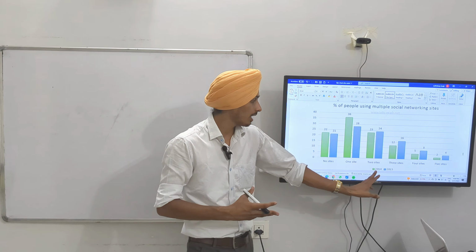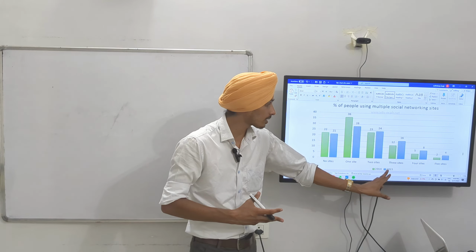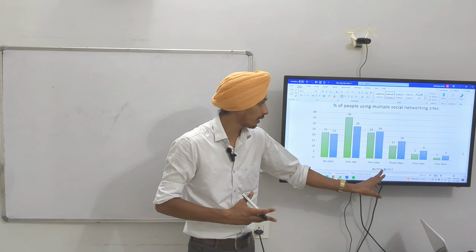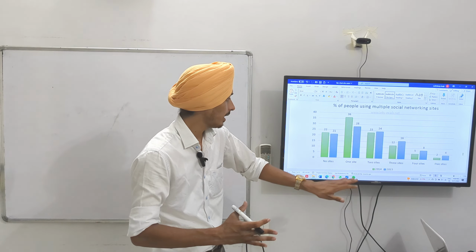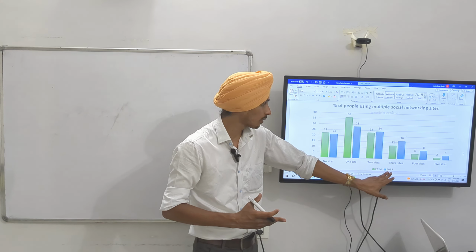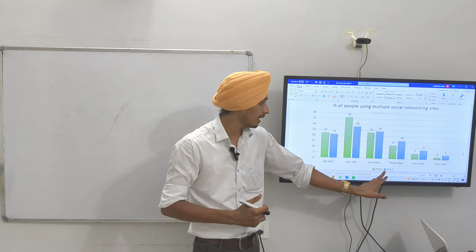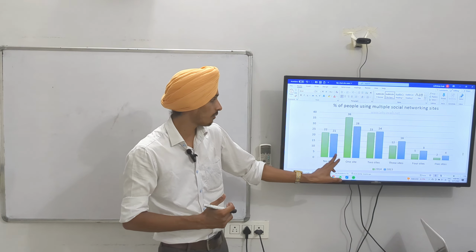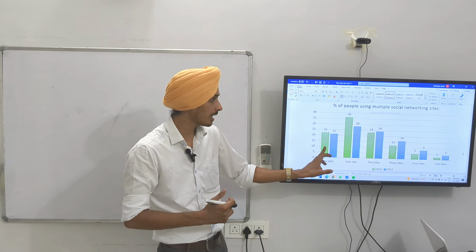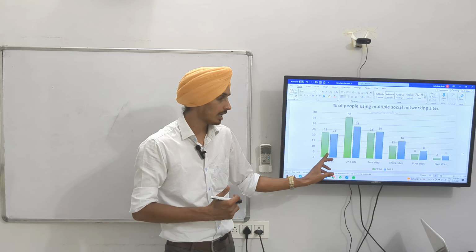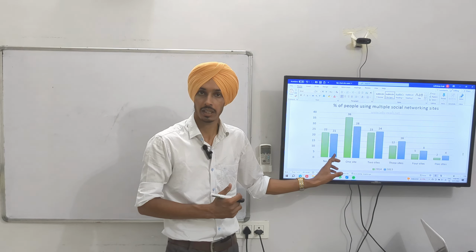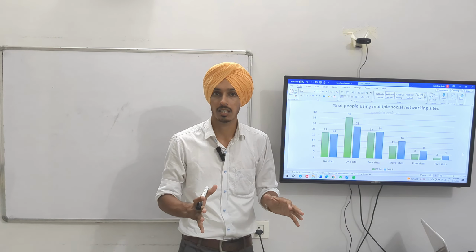Okay, so here we have two blocks. One is for 2014 and another is for 2015. It shows the years, and these two blocks have two different colors. One is green, one is blue. So here, if you see, here is the green bar, here is the blue, which means this is for 2014 and this is for 2015. So it is our full bar chart.